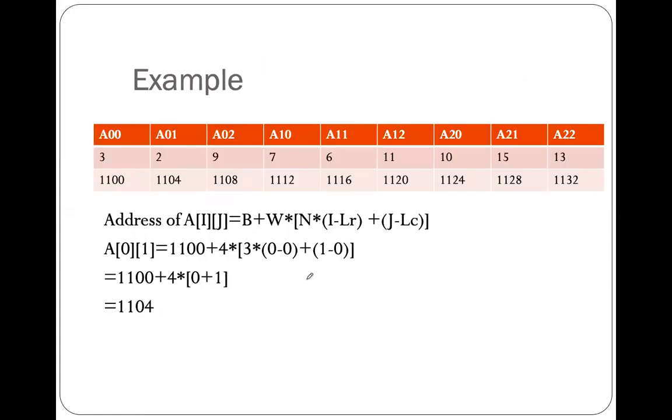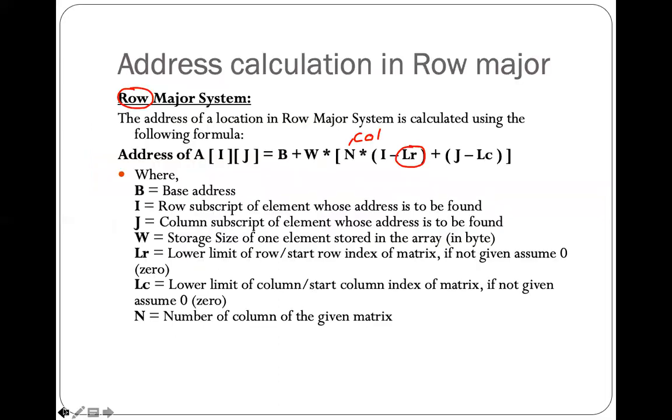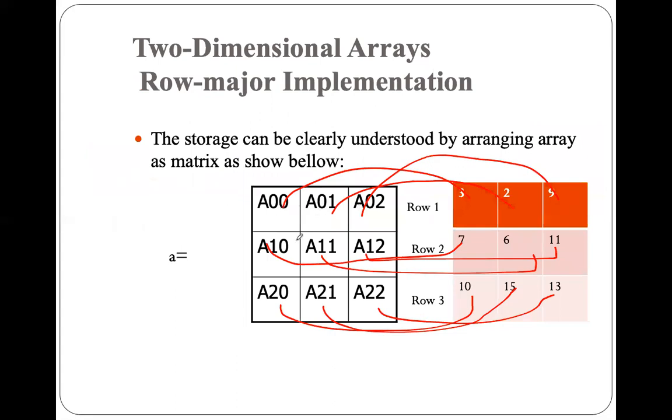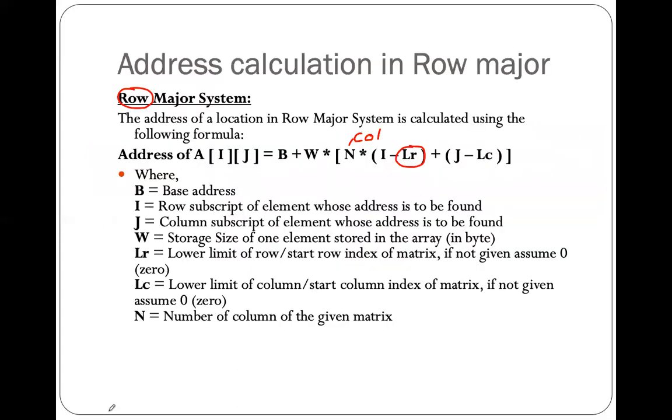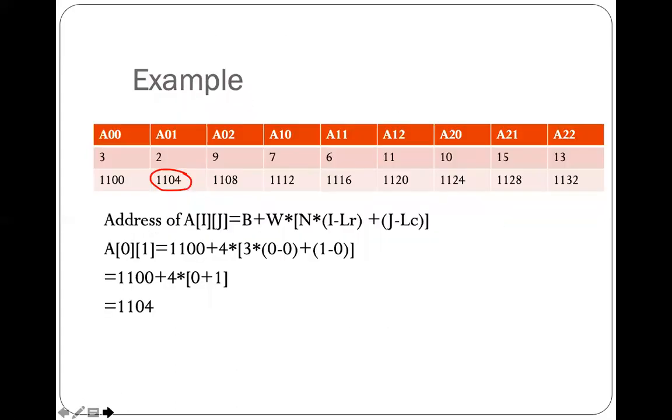Okay, so here I have taken one example. So A of ij is equal to, this is the formula, you know already. So here 0 1, okay, where will be the 0 1? We need to get the answer 1104. Okay, so look, 1100 will be the base address. What will be the width? That is 4 into, and what will be the N? That is the number of columns. So how many columns are there? 1 2 3. Okay, how many rows? 1 2 3. There are 1 2 3, so here also 1 2 3 only.